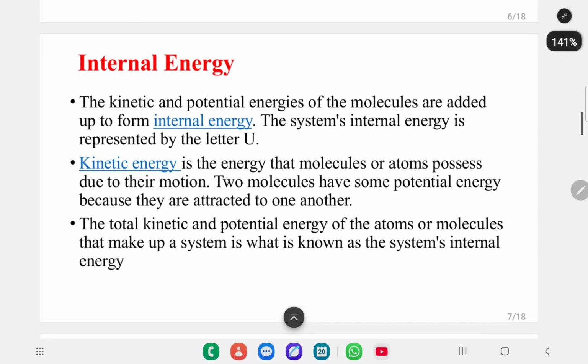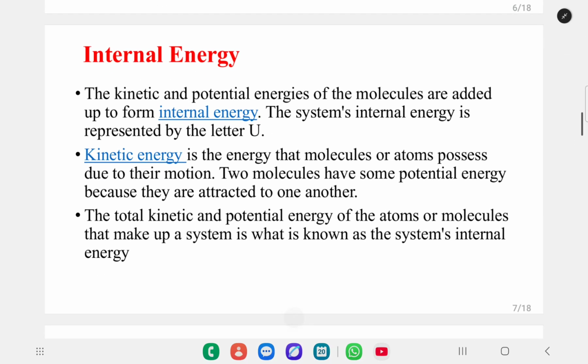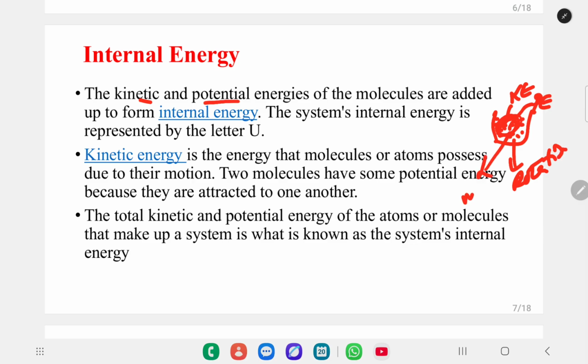Now, what is internal energy? These are all the terms which we will use in our thermodynamics, which is why we are learning them here. Internal energy: the kinetic and potential energies of the molecules are added up to form internal energy. When we take a cylinder in which there is some gas, it will have kinetic energy and potential energy inside the gas. The molecules are moving, so rotational energy is also there, and molecular attraction is also there. That all sums up and becomes internal energy.